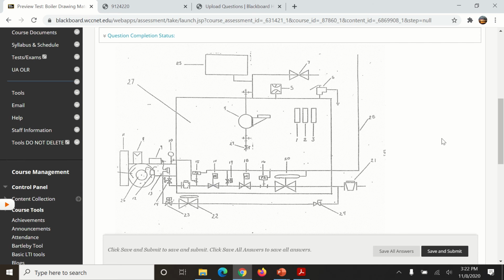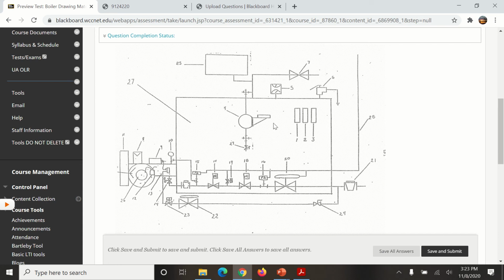And really, this is the kind of thing where you would have to go out in the lab and look at an actual boiler and look at all these controls and then identify them, because we're not able to do that. It's kind of hard for me to show you how you would know which one of these is the operating control, the high limit, the modulating control.